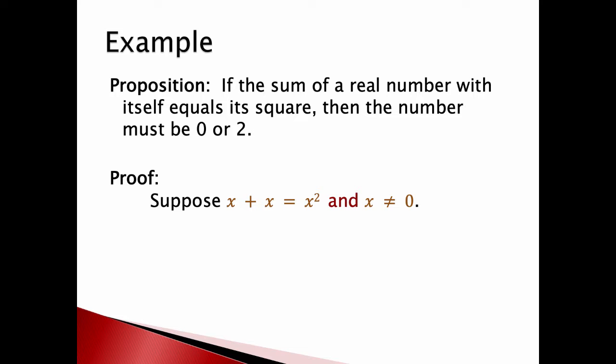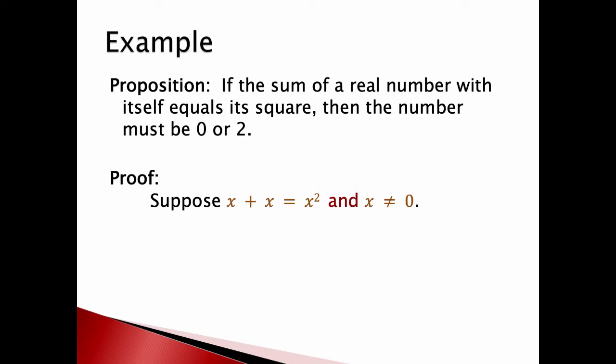Right? So, in other words, if x plus x equals x squared, then we're trying to prove that x is equal to 2 or x is equal to 0. And we'll do that by assuming the P part, and not the x equals 2 part. So let's suppose that x plus x is x squared and that x isn't 0. Then I just have to prove x is 2.